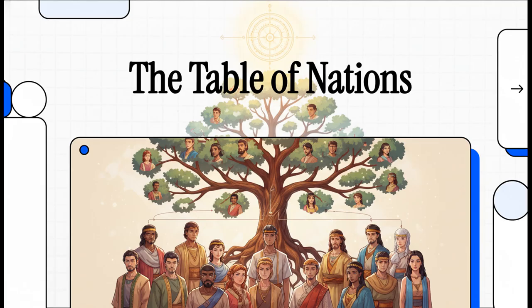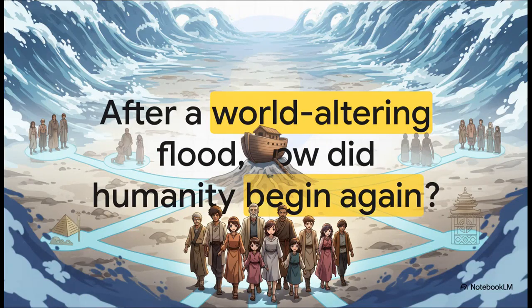It's this incredible attempt to chart out how all of humanity is connected, and it all starts with just one family. So picture this. The world has just been through a cataclysmic flood. Everything's been reshaped, and only a single family is left to start over. That sets up a pretty massive question, right? How do you get from that one family back to a whole world full of different nations with all their unique languages and cultures? Well, this ancient text lays out a surprisingly detailed answer.